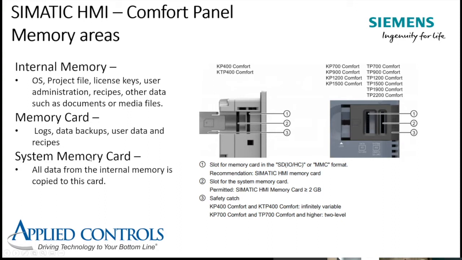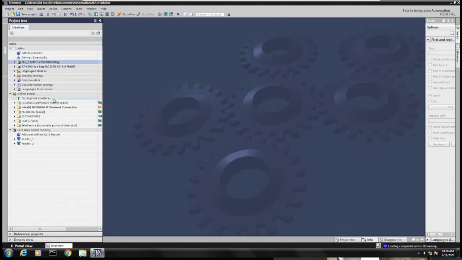And you also have the system memory card. This is the one we're going to be talking about today because this is imperative to backing up your HMI project. You'll see, like it says here, all the data from the internal memory is copied to this card. The reason this is so important, I should preface, is that with Siemens HMIs, you cannot just go into the project like I had done here and upload it. It doesn't work for our HMIs.